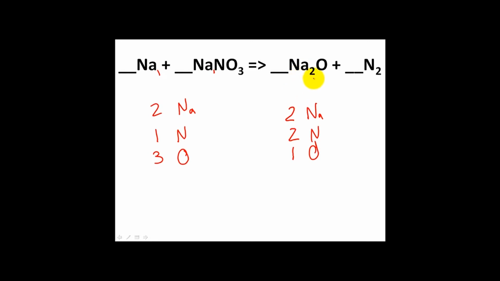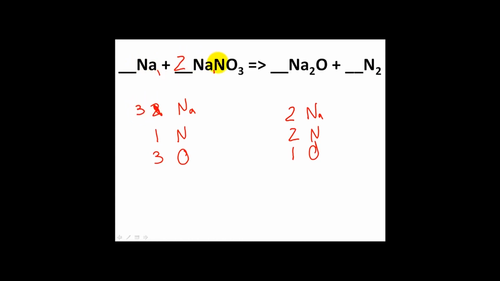I see 2 sodiums here, and excuse me, we're not going to start with sodium because it's used the most. In this problem, we're going to begin with either nitrogen or oxygen first because they're used least frequently. Let's begin with nitrogen. I have 2 nitrogens there and 1 nitrogen over here. Put a 2 right there. That makes this 2 plus 1 Na. That makes this 3 Nas.